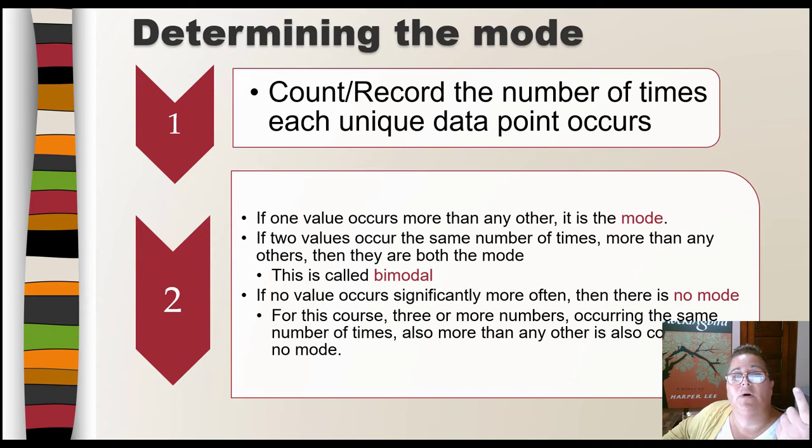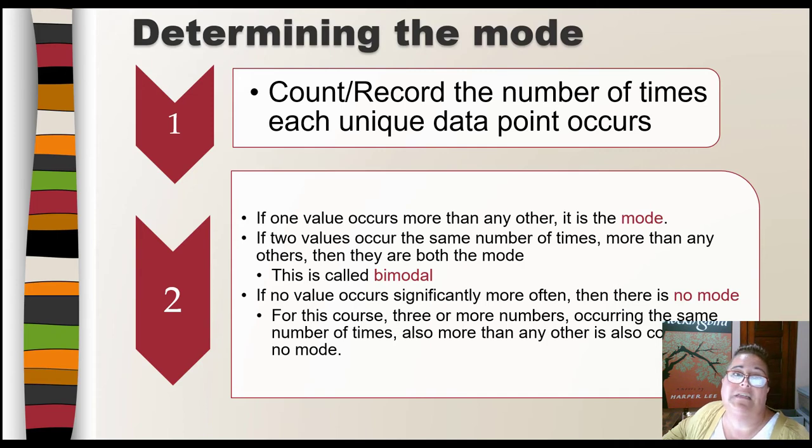If one data point shows up more frequently than any of the rest, then that is the mode. And the third option for this course is if you have 2 data points who are sort of tied for coming up the same amount of times, then you have bimodal data. In other words, you can have 2 modes.